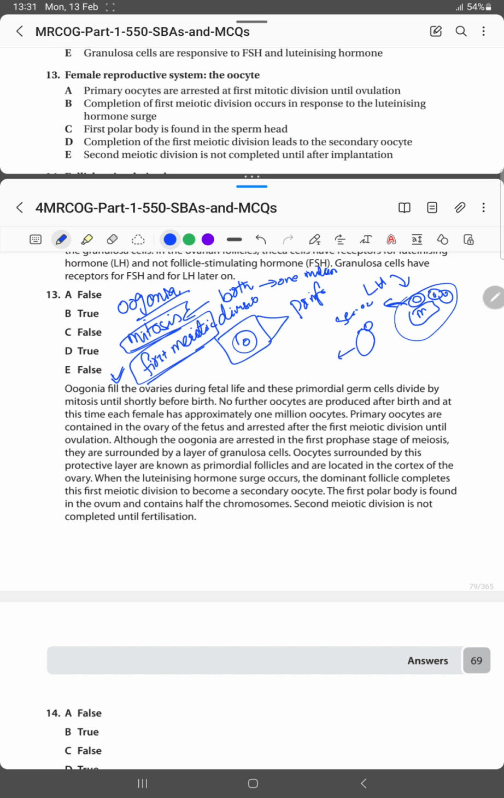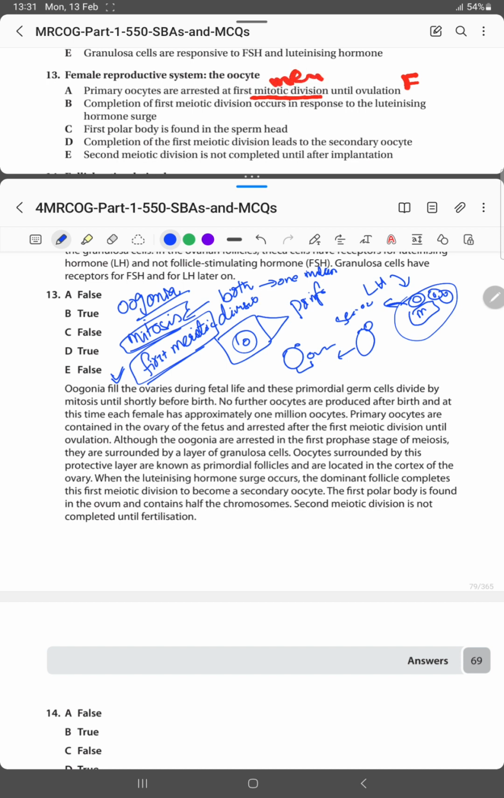The second meiotic division does not complete until fertilization. When the sperm fertilizes this ovum, then the second meiotic division will get completed. Now let us see our options. Option A, the primary oocytes are arrested in the first mitotic division. This is false because it is the first meiotic division.